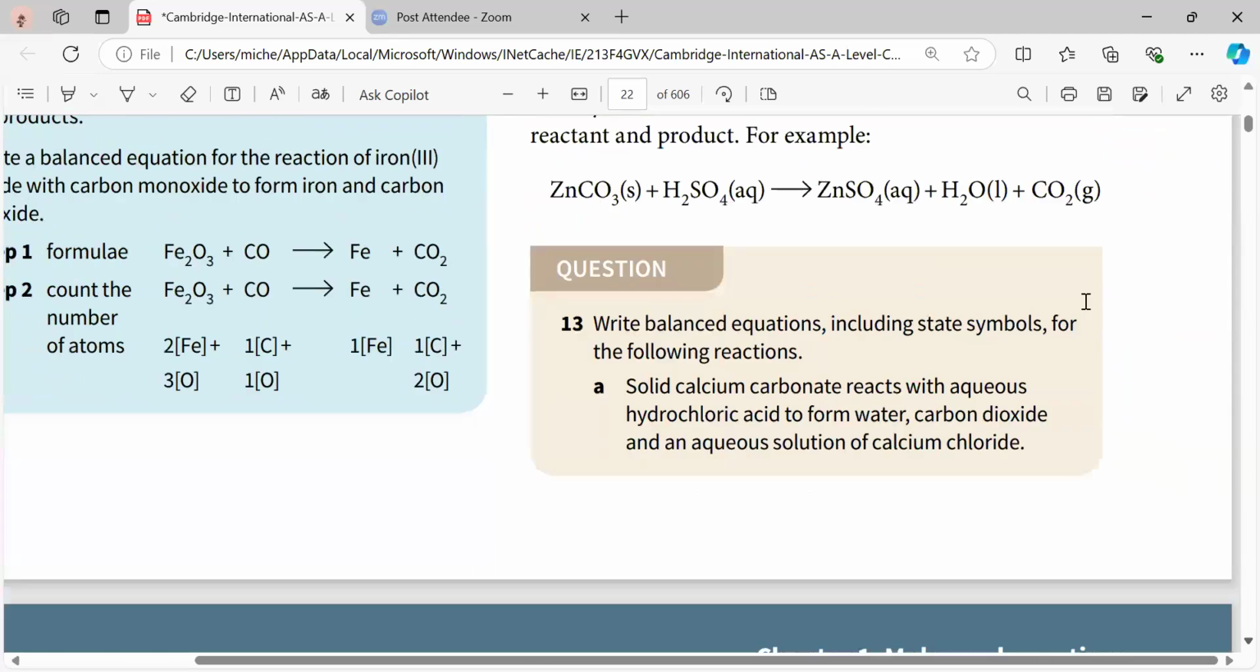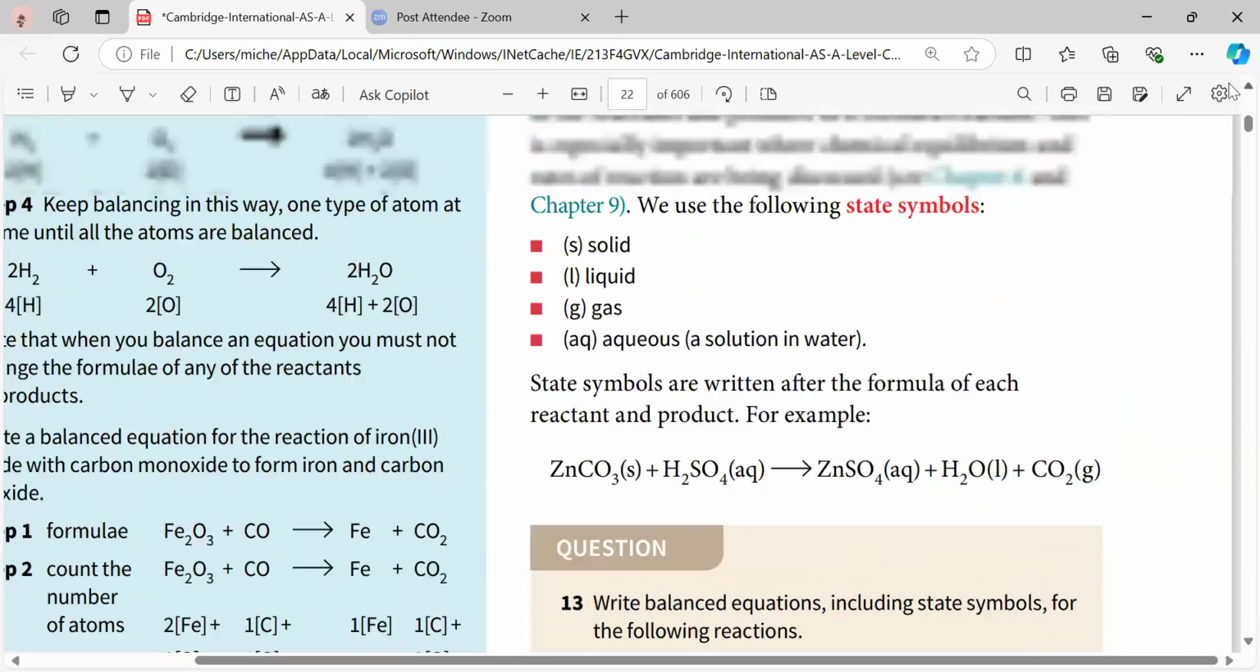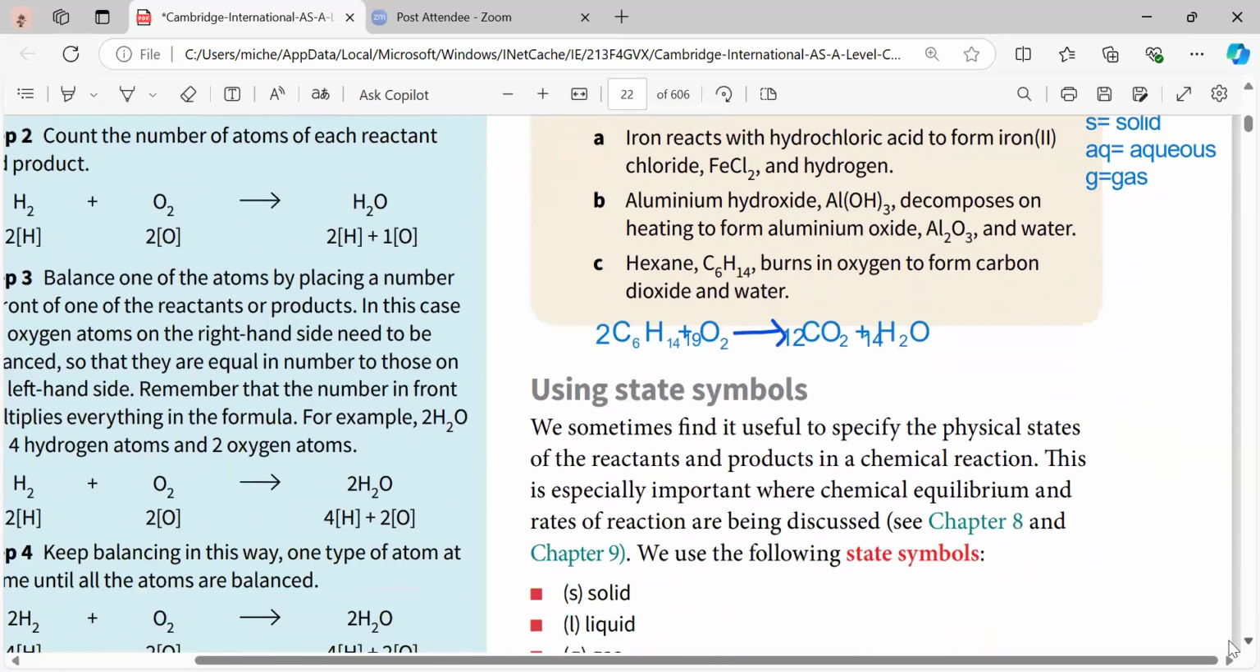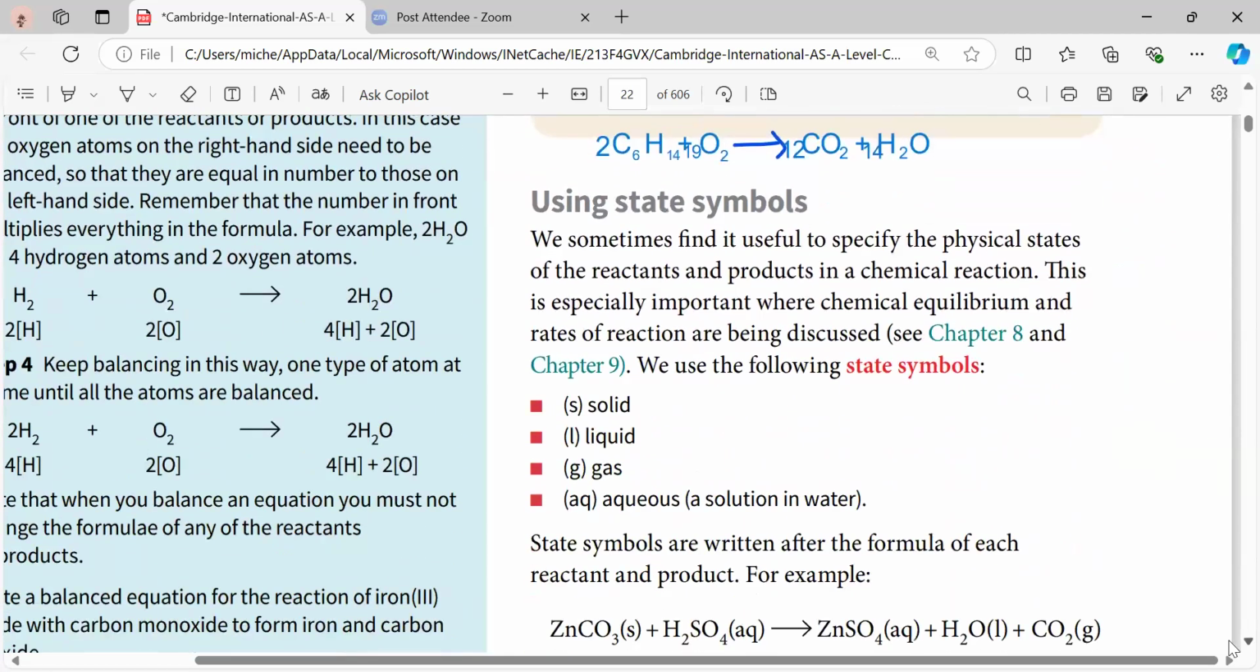So this is the one that I've actually written, right here below you: using state symbols. We sometimes find it useful to specify the physical states of the reactants and products in a chemical reaction, which is what I said previously.